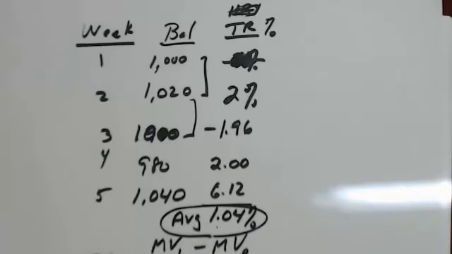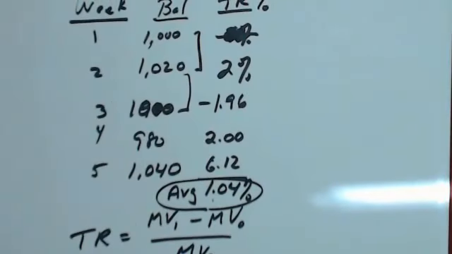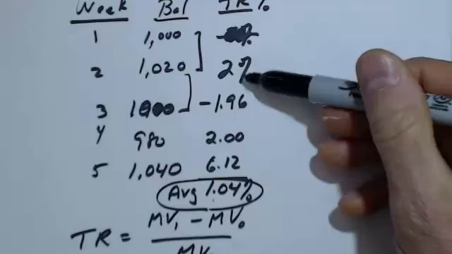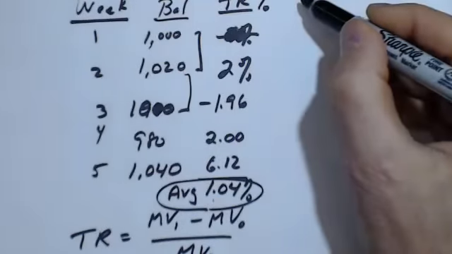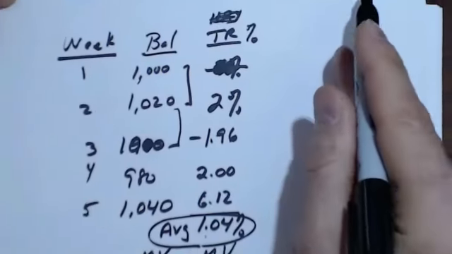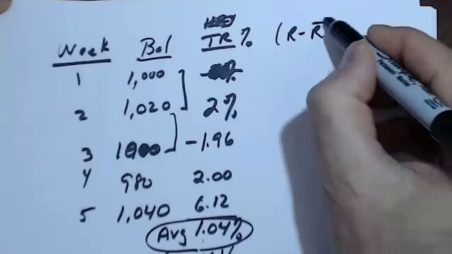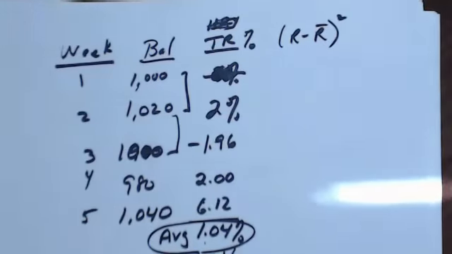Now, what we want to do is we need to calculate the deviations of the mean. We want to know how volatile this is. And you can see there is some volatility. You got some big positive number here. You got a negative number. So you're going to have some volatility. So what we want to do is calculate the return minus the average. And then we're going to square them.